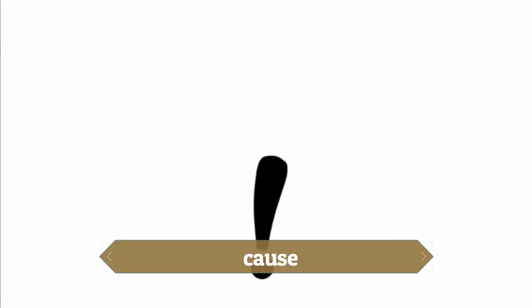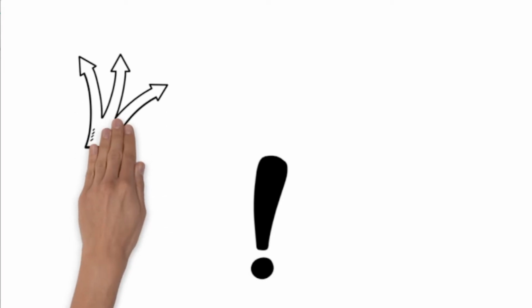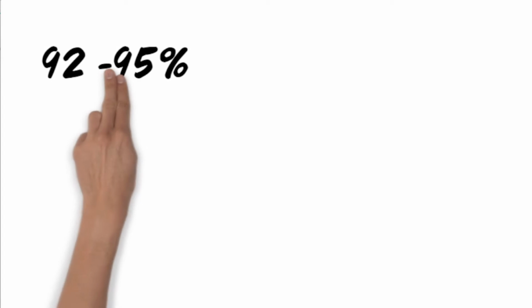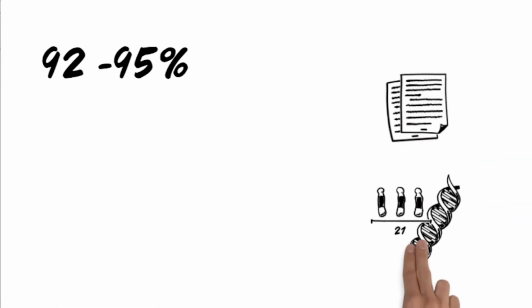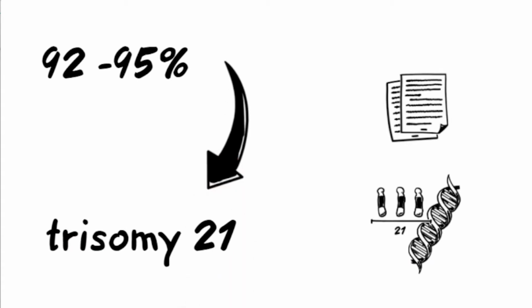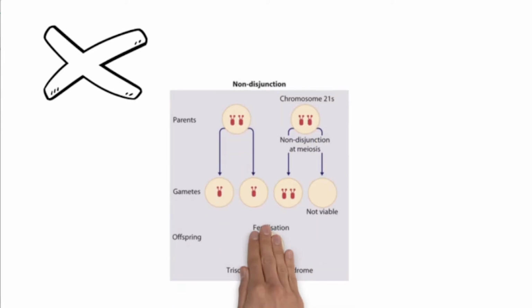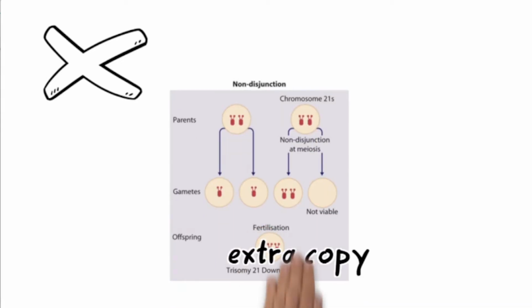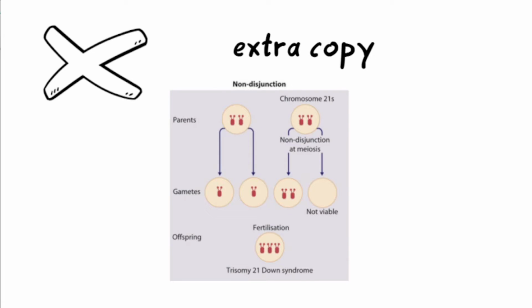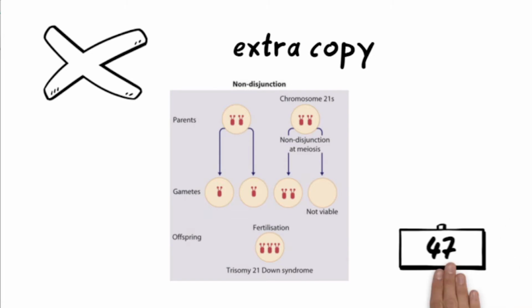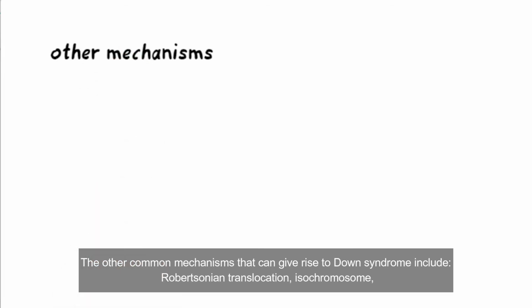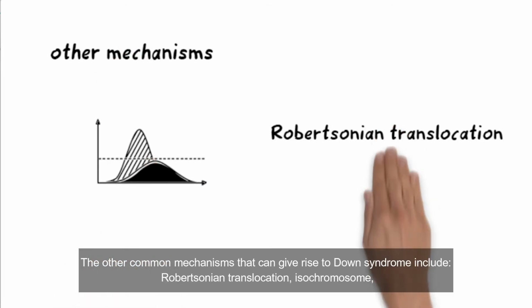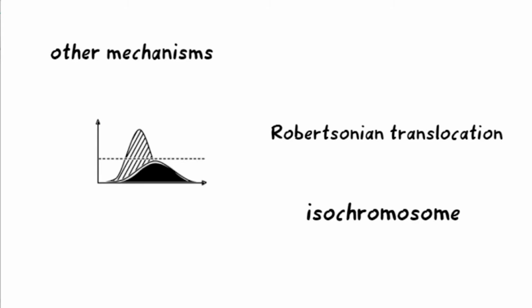Cause. The extra chromosome content can arise through several different ways. In 92 to 95% of cases, the cause is a complete extra copy of chromosome 21, resulting in trisomy 21. An error in meiosis, called a non-disjunction event, causes the gamete to have an extra copy of a chromosome, and the resulting fertilized egg has a total of 47 chromosomes. The other common mechanisms that can give rise to Down syndrome include Robertsonian translocation and isochromosome.